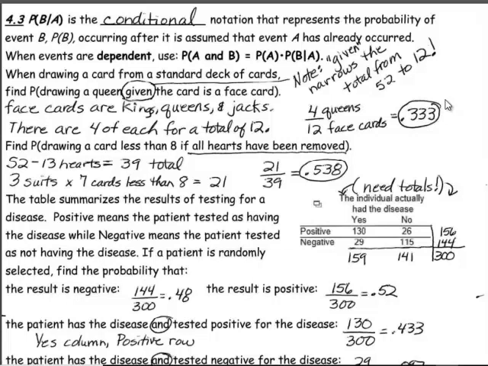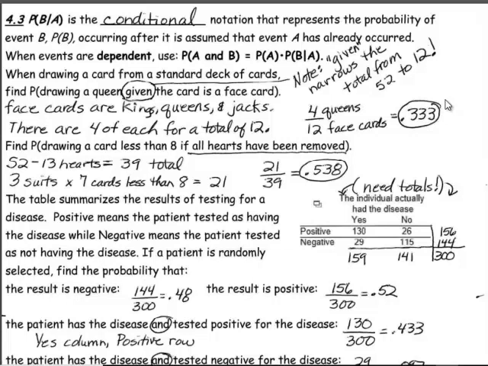Okay, so we need to identify the probability. If a patient is randomly selected, we're going to find the probability that the result is negative. So we are looking at that negative row. In that negative row, we have a total of 144 negative results out of the total of 300. That would be the ratio that we'd use to get that probability. We want to find the probability that the patient is randomly selected and the result is positive.